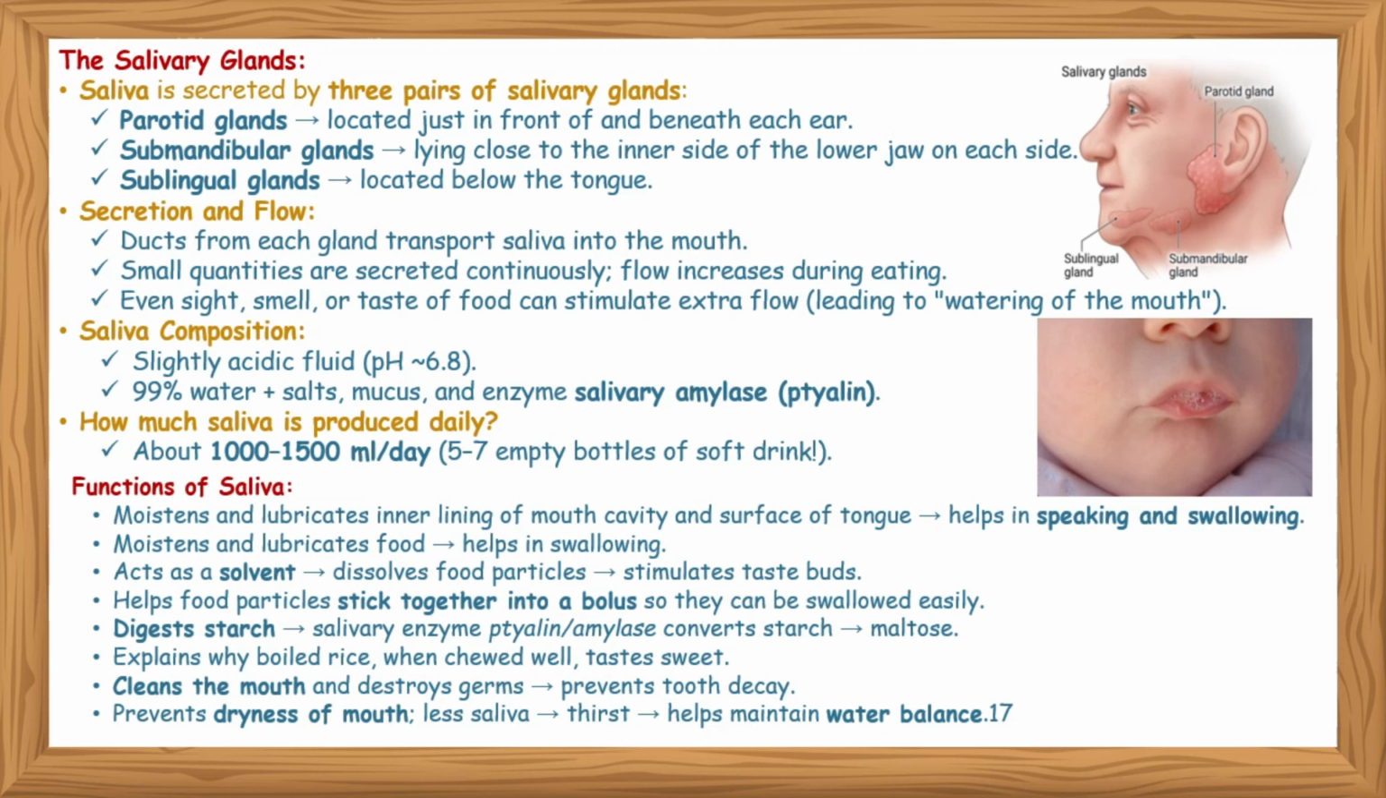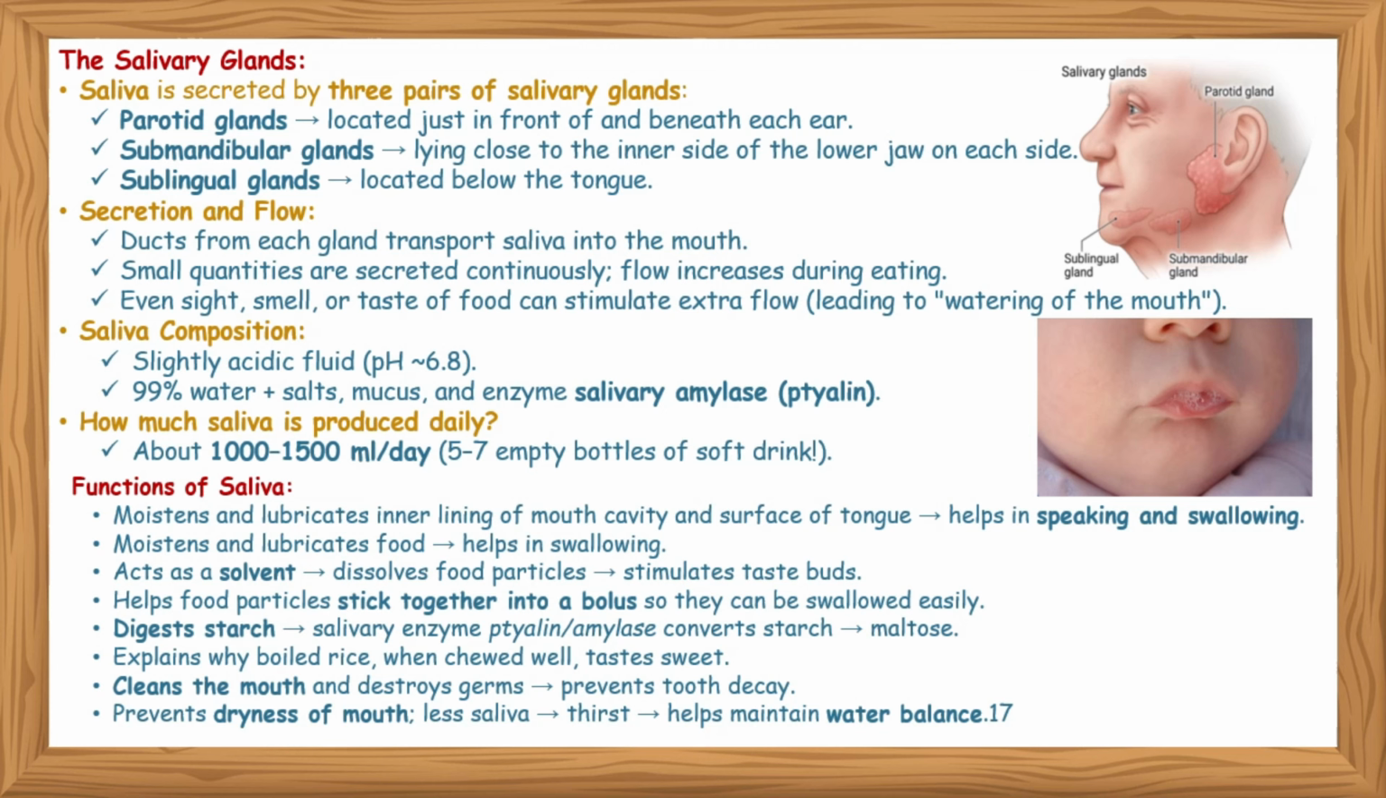The secretion and flow. Ducts from each gland transport saliva into the mouth. Small quantities are secreted continuously. Their flow increases during eating. Even the sight, smell or taste of food can stimulate extra flow, leading to watering of the mouth. How much saliva is produced daily? About 1000 to 1500 ml per day, or 5 to 7 empty bottles of soft drink.